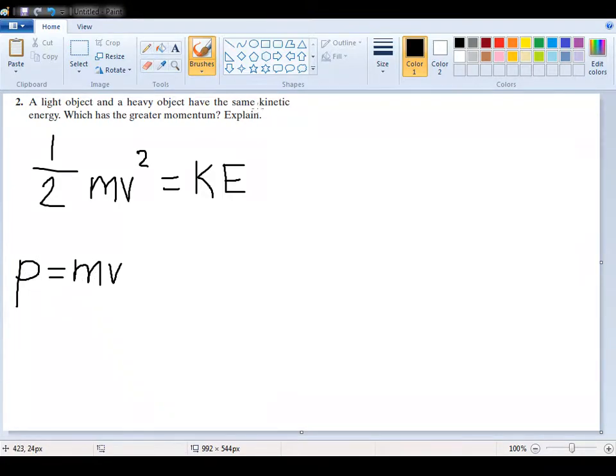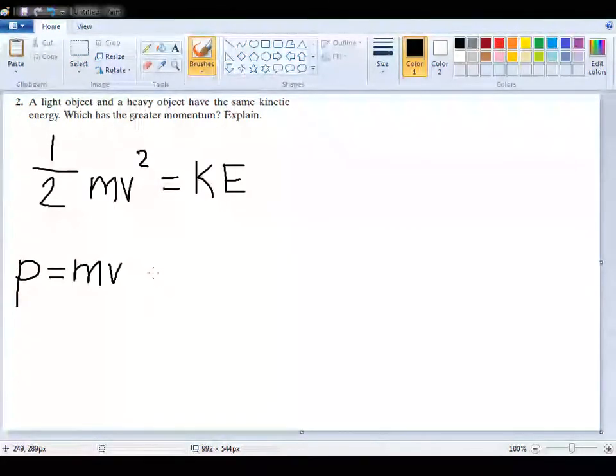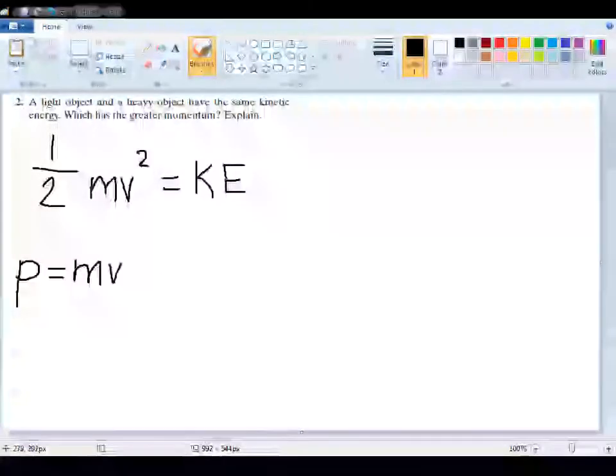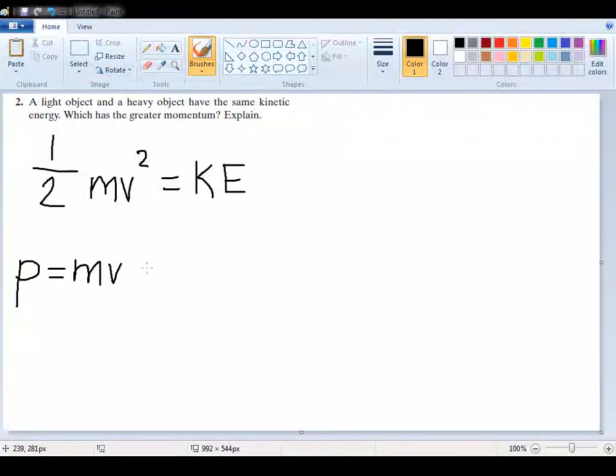But since they have the same kinetic energy, and since velocity is also part of the kinetic energy, if they have the same kinetic energy, that would seem to imply that the velocity in one might be lower. So it's difficult to tell right off the bat which one would actually have the greater momentum. So instead of trying to guess about it, let's prove it mathematically.